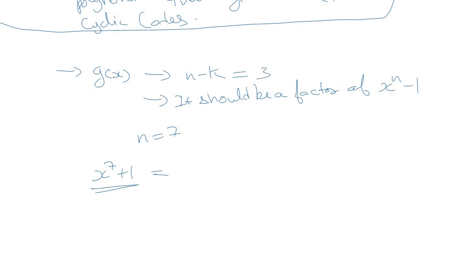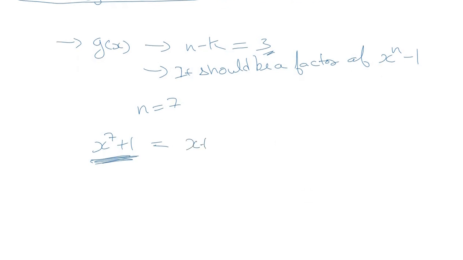We need to find out the generator polynomial. All the polynomials with degree 3 can act as the generator polynomial, which are factors of x raised to power 7 plus 1. If we try to factorize x raised to power 7 plus 1 into different factors, the combination that we can achieve is (x plus 1) into (x cube plus x plus 1) into (x cube plus x square plus 1). You may please verify it.